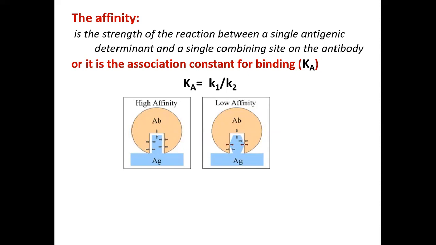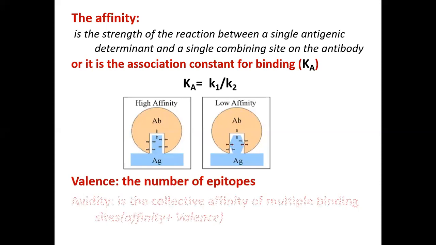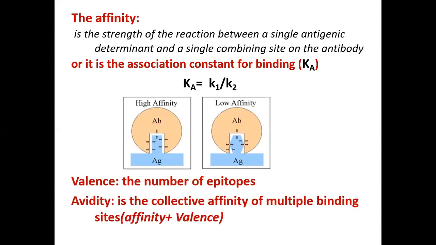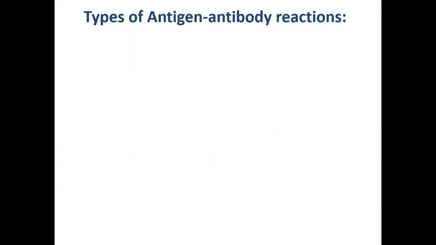That is determined by the affinity, by whether the molecule given to the body by the bee is able to react and attach to the molecule in your body. The valency, the number of epitopes, that means the number of binding points, is also very important. Affinity is the collective affinity of multiple binding sites, so that is affinity plus valence. Valence is the number of epitopes.